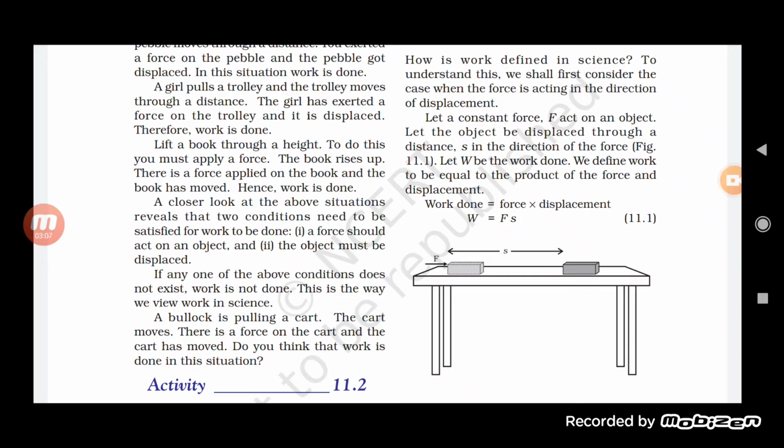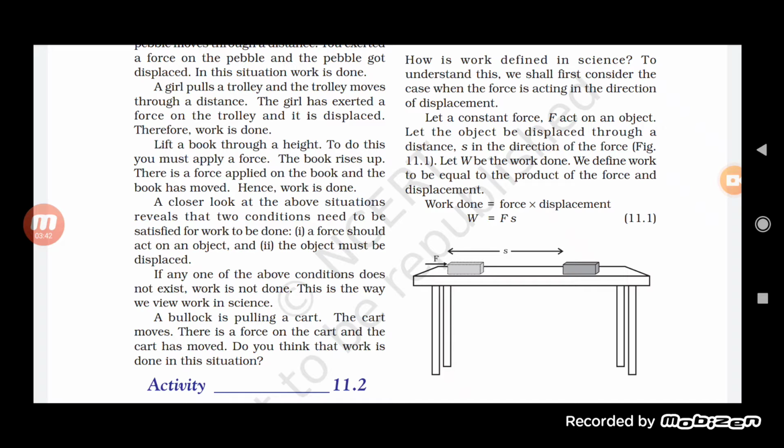Now we can compare work with force. As you can see here, it is written that work is equal to what? That is force into displacement. What does it mean? It means that when we apply a force on an object, it makes the object displace from its place. That is work. So work is equal to force into displacement, that we call work.